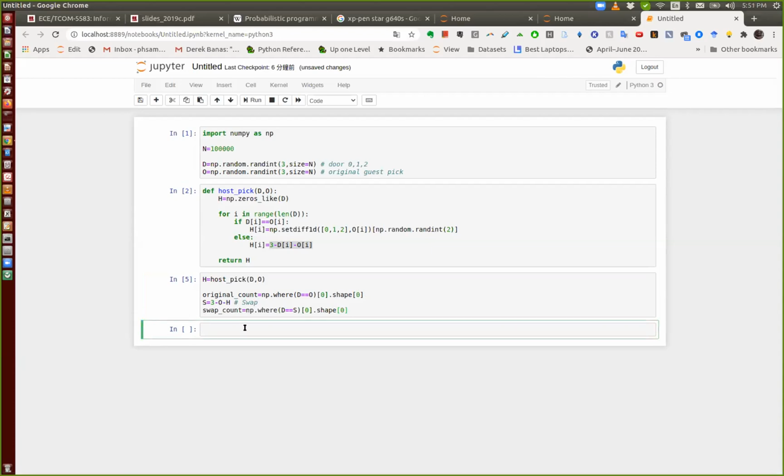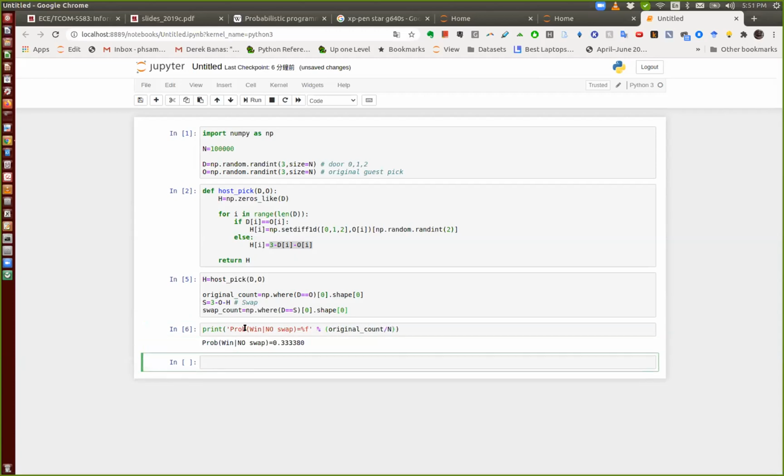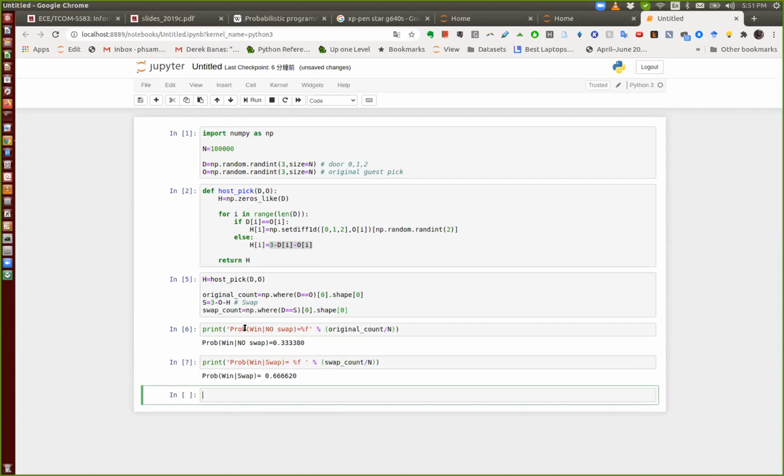So then I can print out the probabilities. The probability of winning given no swap will be equal to original count over n, right? This is a simulation. It's 1/3, as many of you would expect. And then the probability of winning given swap will be equal to swap count over n. So this is equal to 2/3. Many of you guessed correctly. Actually, I don't know whether you got the right answer by guessing or by working it out.